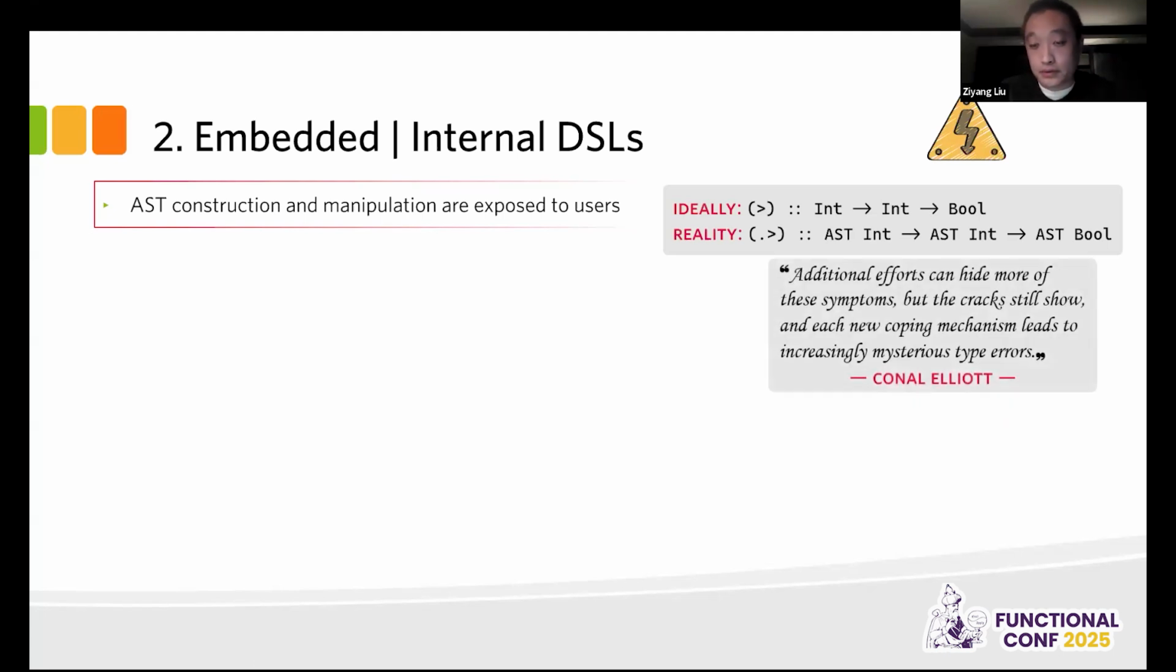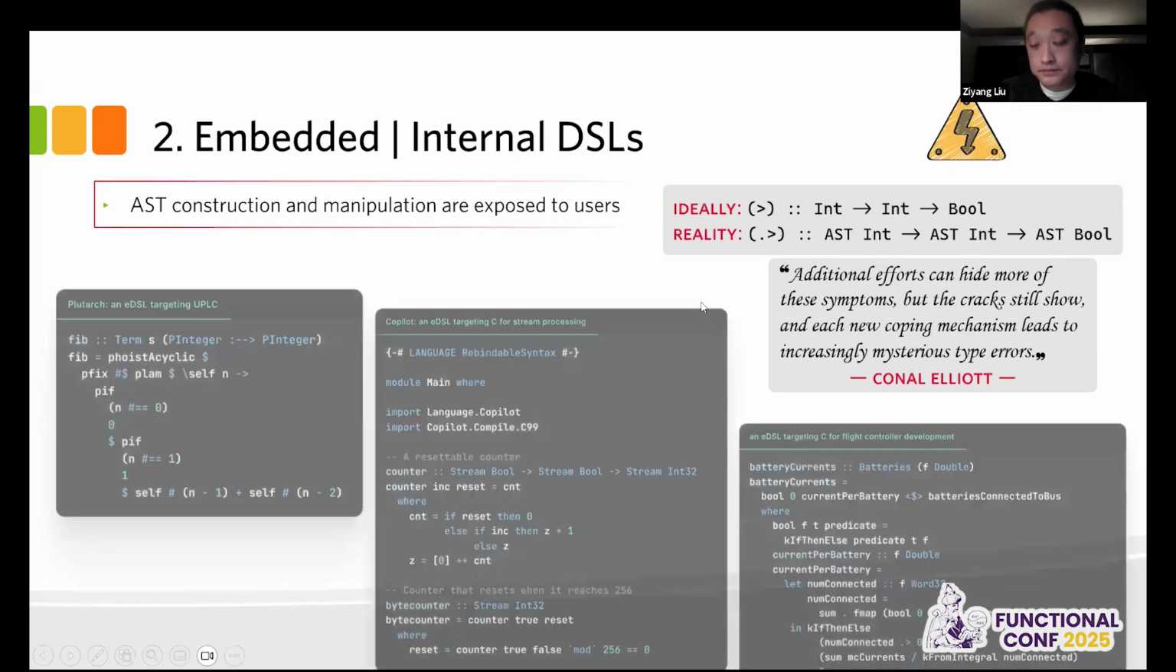And here's a quote on this point from Conal Elliott. This is from his paper, Compiling to Categories. He says, additional efforts can hide more of these symptoms, but the cracks still show, and each new coping mechanism leads to increasingly mysterious type errors. Now, to make things more concrete, let me show you 3 examples.